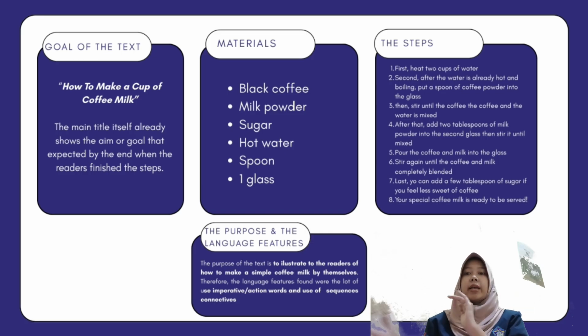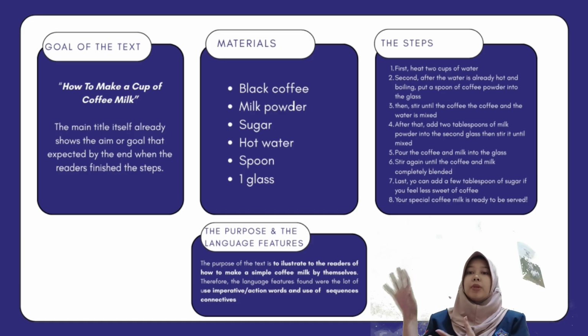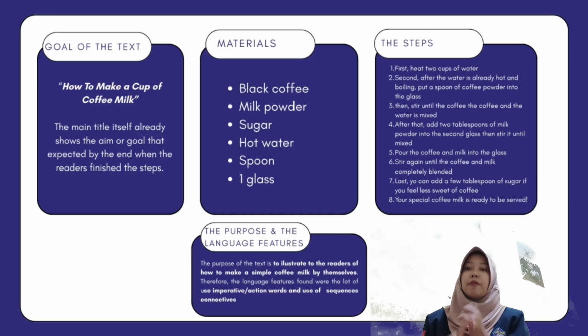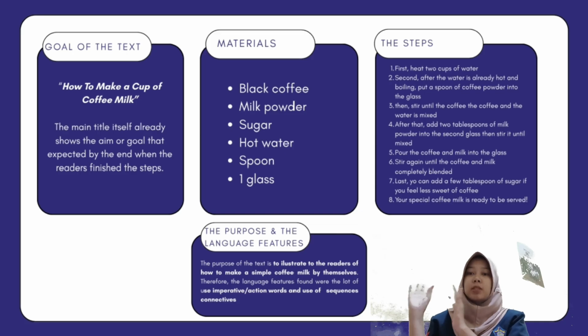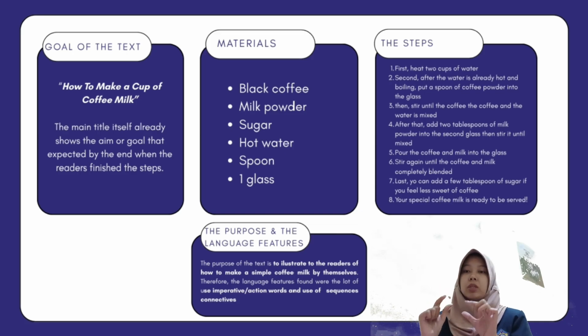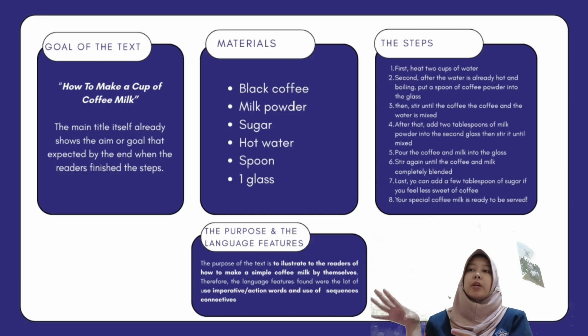Okay, now the next section is materials. So in procedure text, materials are the things needed. As we can see, to make a cup of milk coffee you need black coffee, milk powder, sugar, and many more. And the next section is the steps. The steps are one of the crucial structures in procedure text. As you can read, these are the steps to make a cup of coffee milk.